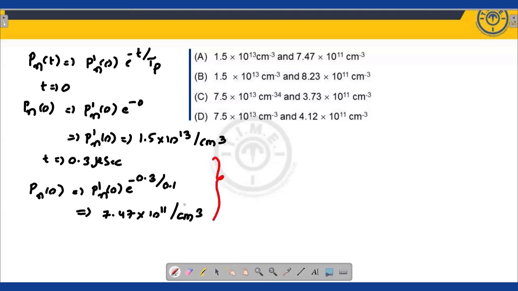Okay. So what is the option? Already the two values are there. One is this value and another one is this value. So the option is A. The option itself is A, which is a very important point. I just would like to bring it to your notice over here.